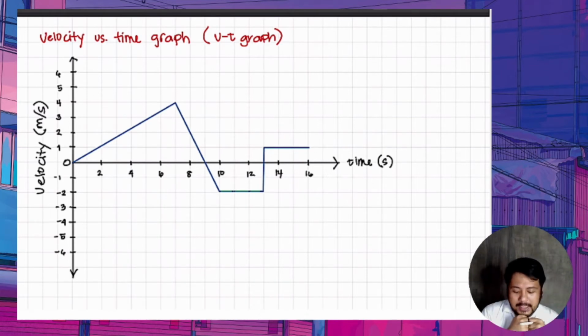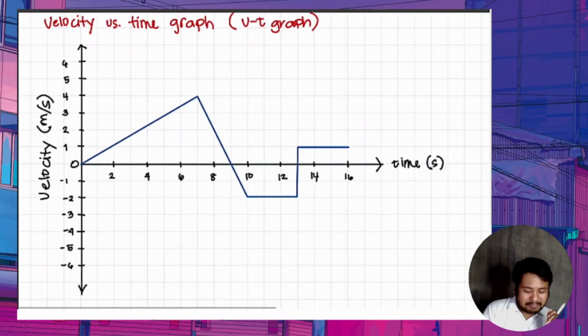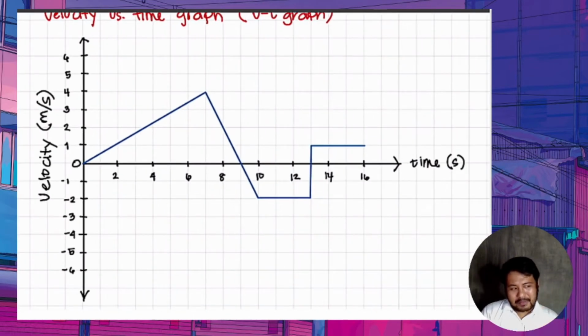Now, by inspection, si velocity versus time graph is it tells me kung paano nag-change ang aking velocity throughout time. As you can see, from 0 second to, let's say, 7 seconds. From 0 meters per second at 0 second, after 7 seconds, naging 4 meters per second siya. Okay? So, it tells me na it is a speeding up. It is a moving faster.